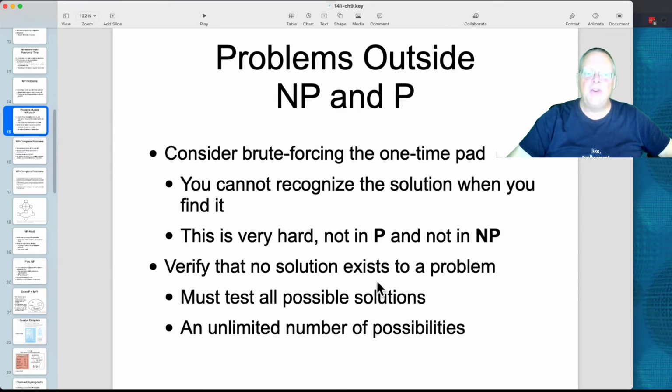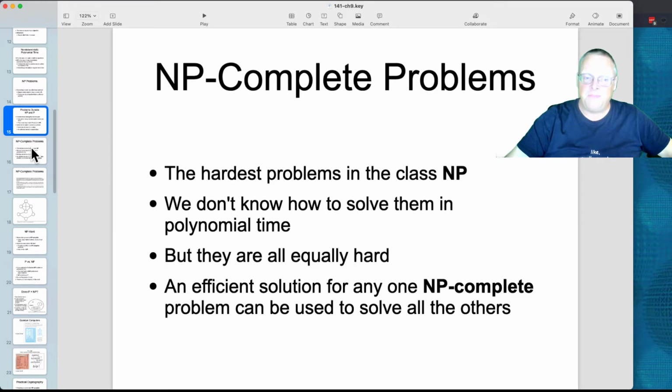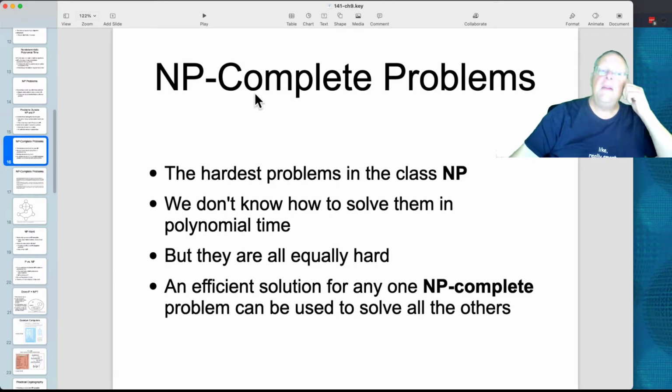You would have to generate every possible solution and see how long it takes, and prove that they all take too long. And that is another infinite problem. You could never get there. So there exist problems you can state that are even harder than P or NP problems. And then there are NP complete problems. These are the hardest problems in NP.